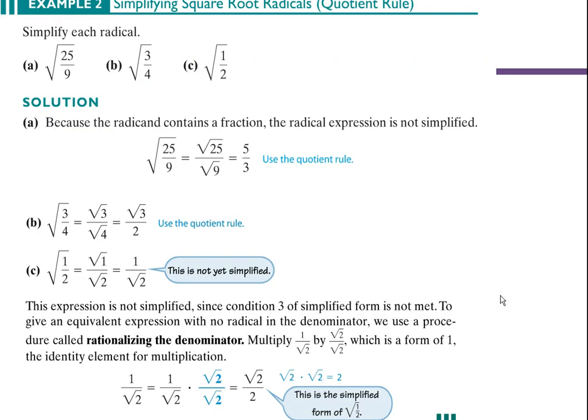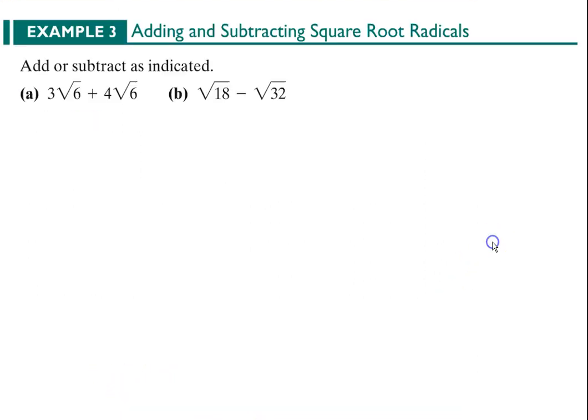Okay. So again, this is the proper representation of 1 over the square root of 2. You cannot have a radical in the denominator. You have to rationalize that denominator, and that's what we did there.